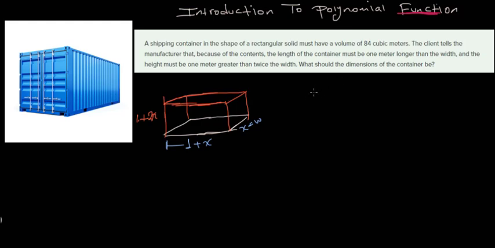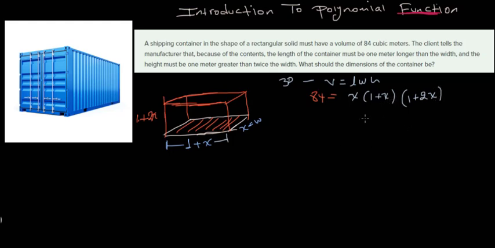The volume is the product of the area of the base, which is length times width, which is x times (1 plus x), times the height. As you know, volume is length times width times height, since it is a 3D figure, a prism. The height is given by the expression 1 plus 2x.